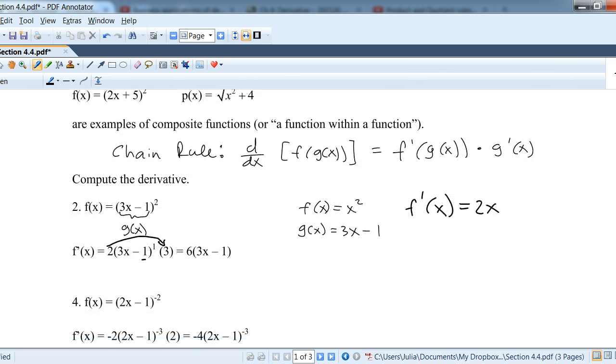So let's take a look at another one. Here is an example with a negative exponent. Let's say 2x minus 1 to the negative 2 power. Again, how do we take the derivative? We focus on the negative 2 power, which comes down. Then we keep 2x minus 1 intact. And negative 2, now we subtract 1, it becomes negative 3. So that's the derivative of the outside, times the derivative of 2x minus 1, the inside function, which is just 2. And again, negative 2 times 2 becomes negative 4 times 2x minus 1 to the negative third power.